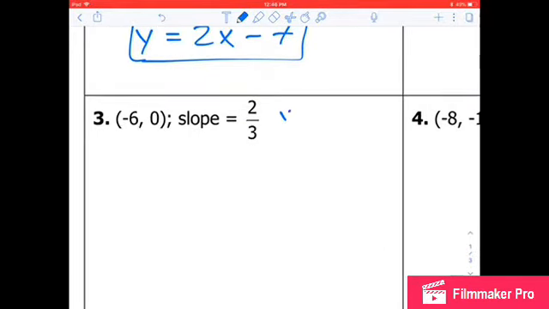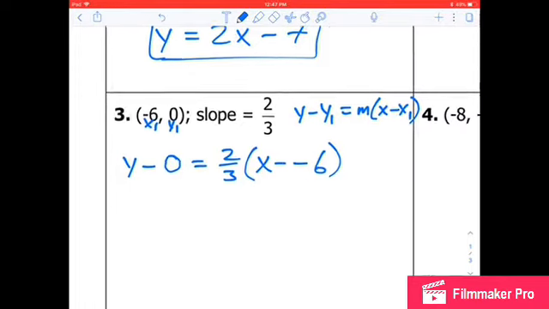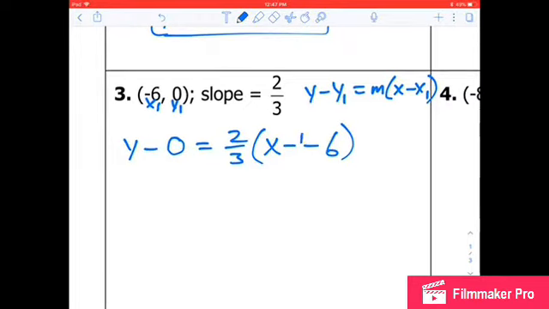So let's do it again. Keep in mind your point-slope form here, m times x minus x1. So y minus, here's our x1 and y1. So y minus 0 equals 2 over 3 is the m, and then times parentheses x minus negative 6. Now, a minus a minus here becomes a plus, just like with our slope form. This minus becomes plus.